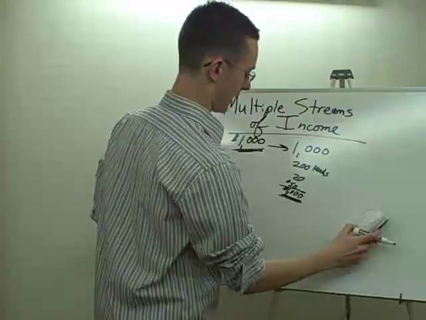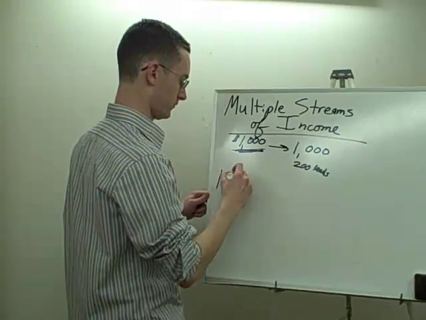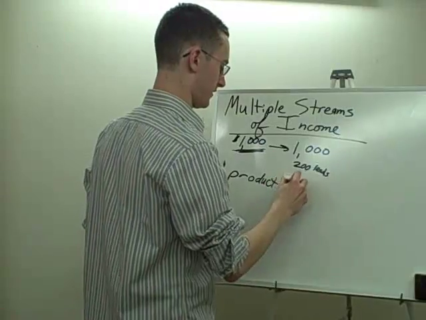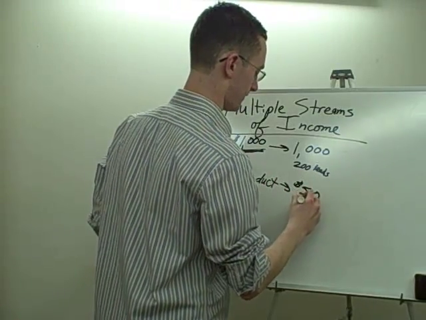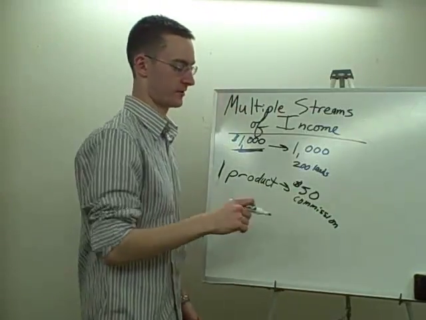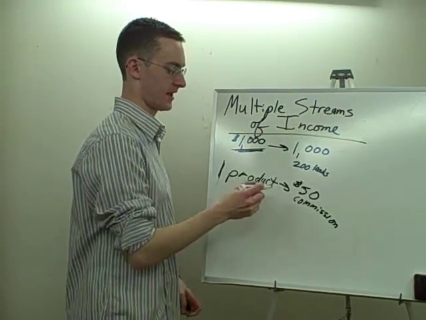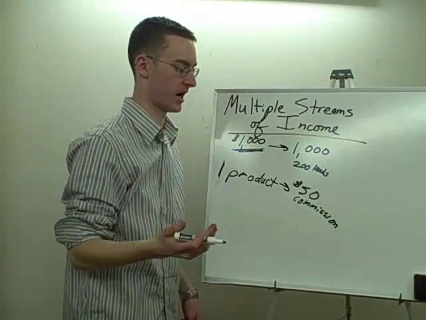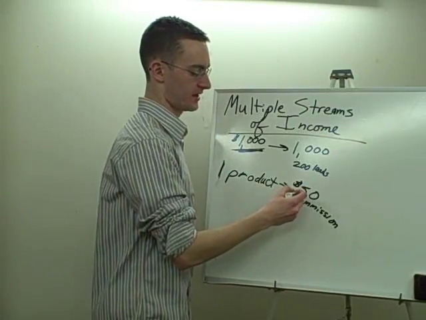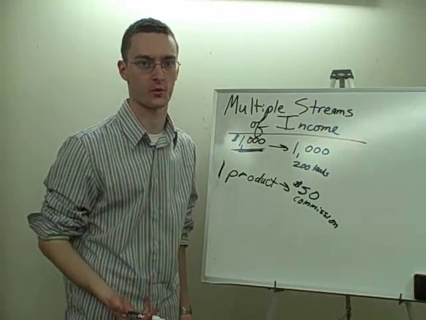Now, in this example, we had one product that was a $50 commission. You have one product that you sold, and you have a $50 commission, and just as a hypothetical example, you made $1,000. With that one product making only a $50 commission, that's not going to be enough for you to really start making $5,000, or even $500 a week.